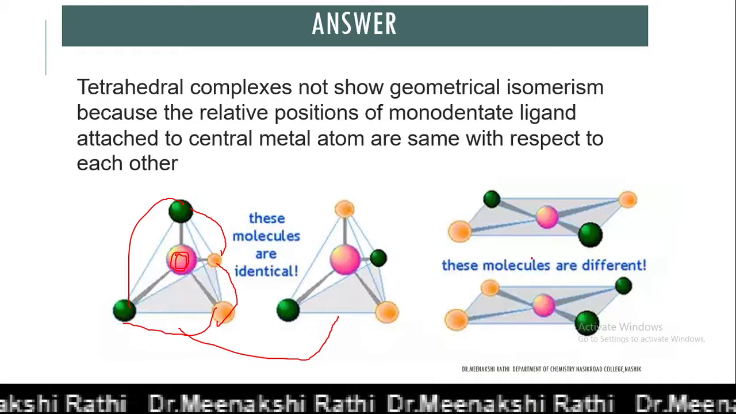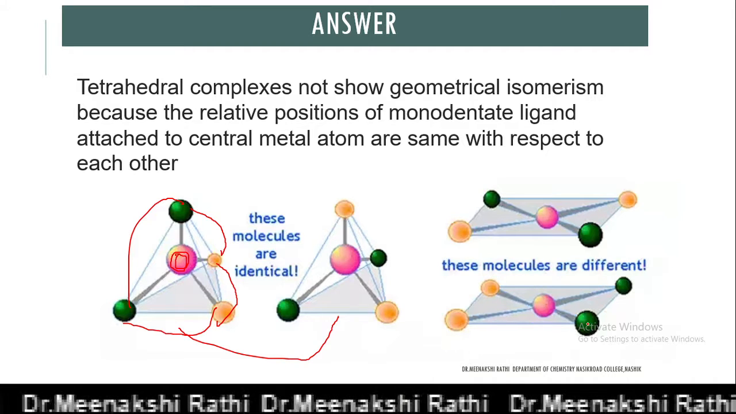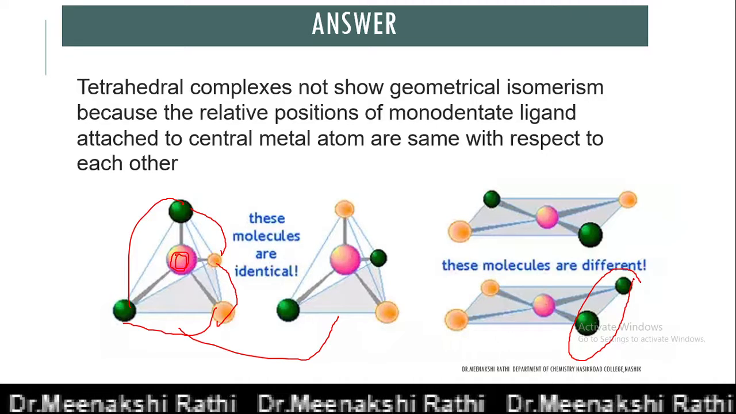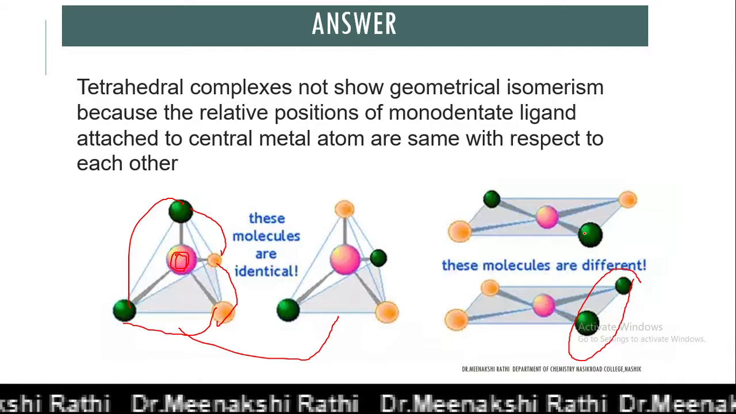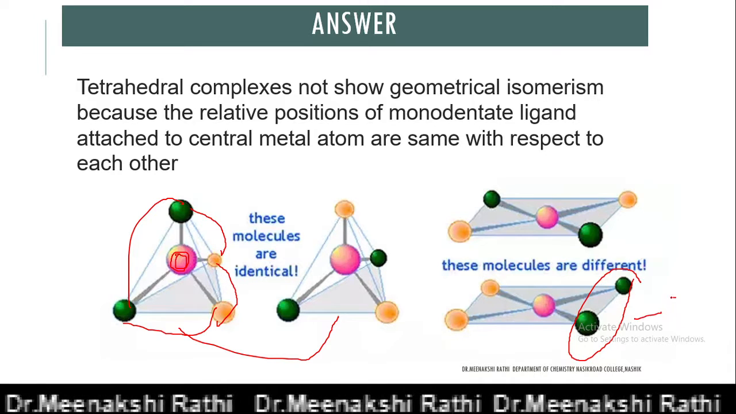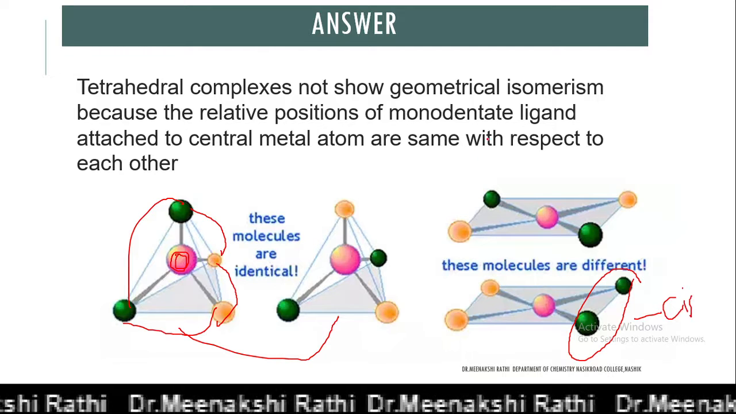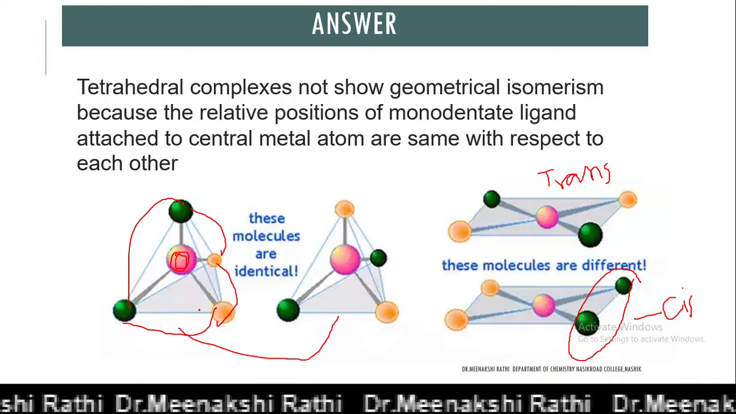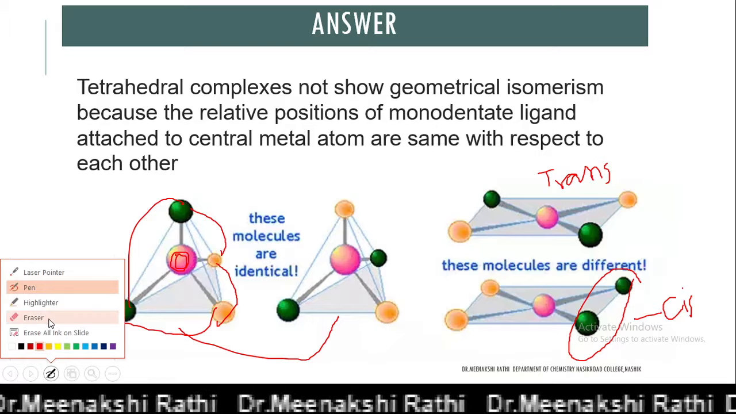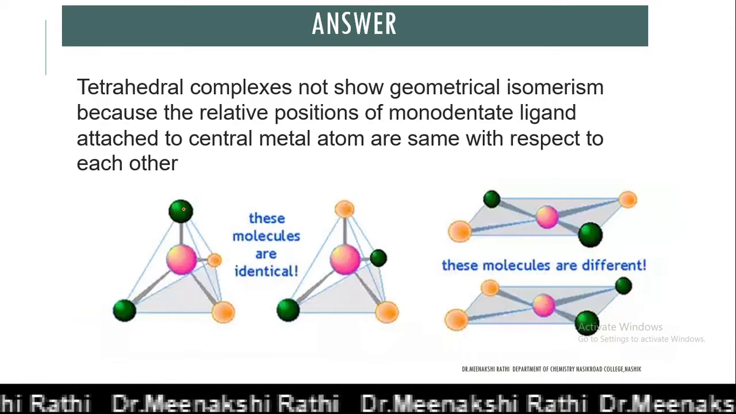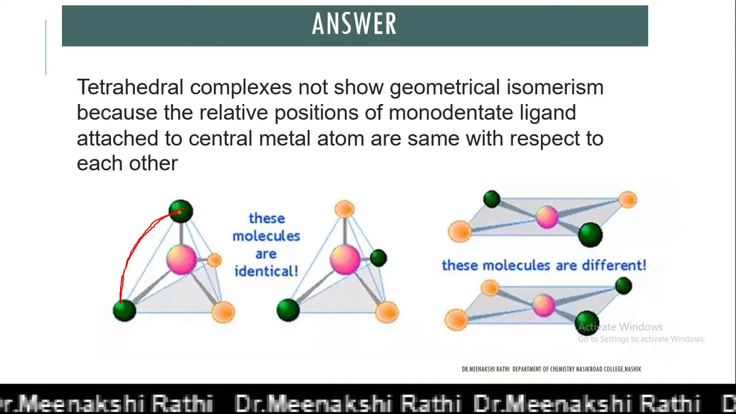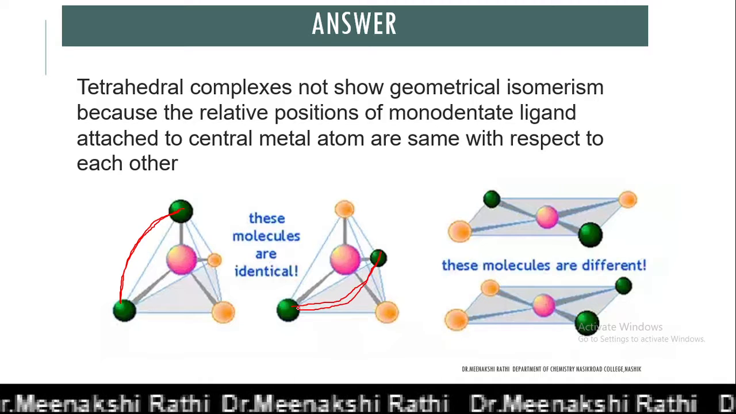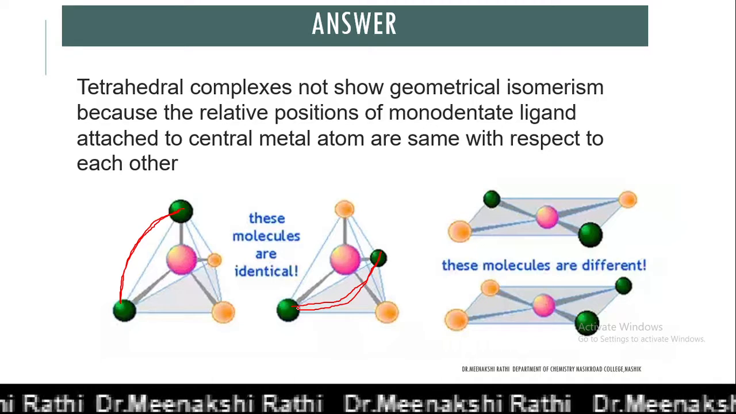If you see this square planar geometry, here 2 greens are on the same side, and here 2 greens are on opposite sides. When they are on the same side, it is called cis, and when they are on opposite sides, it is called trans. But such a situation does not exist in tetrahedral complexes. In tetrahedral complexes, here you can see these two are on the same side. But here also, though they are going here, they are also on the same side. So you can't say which one is cis and which one is trans.